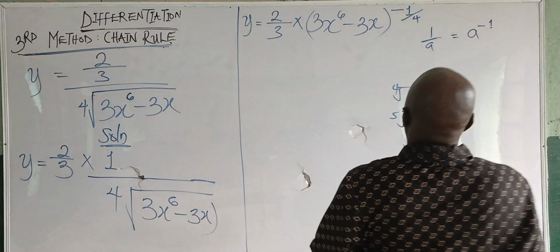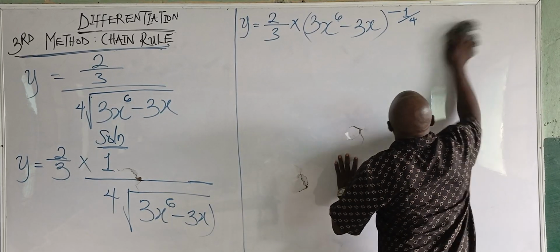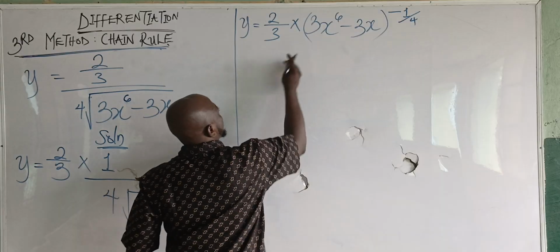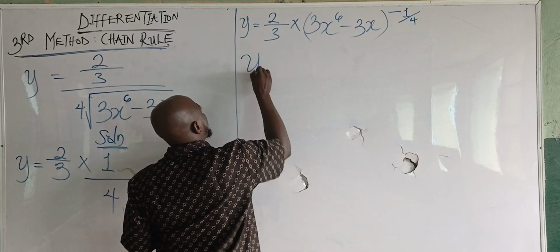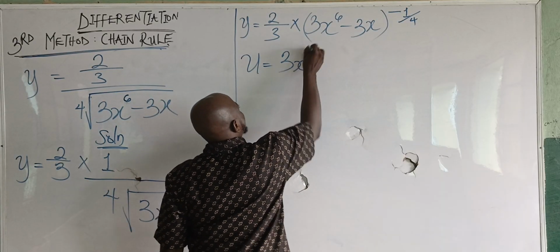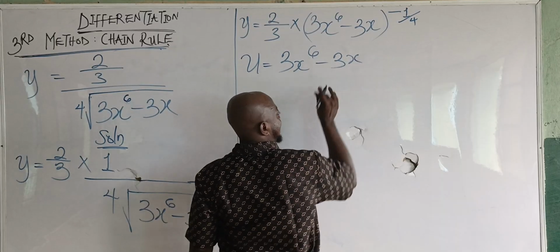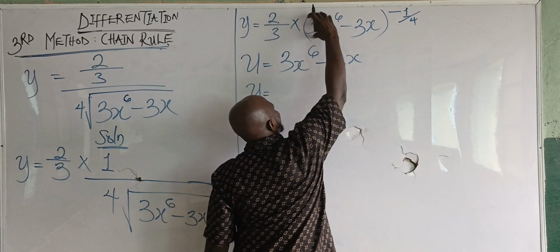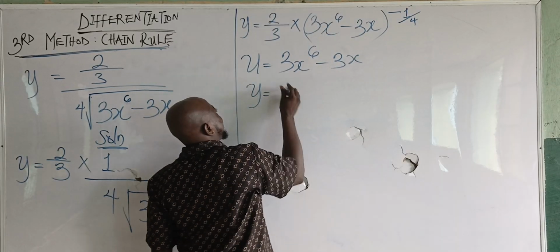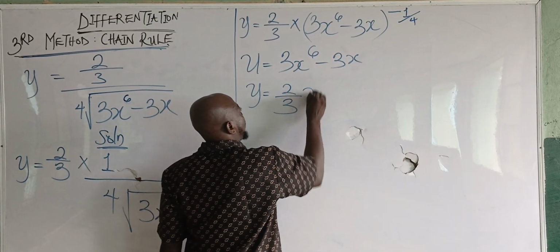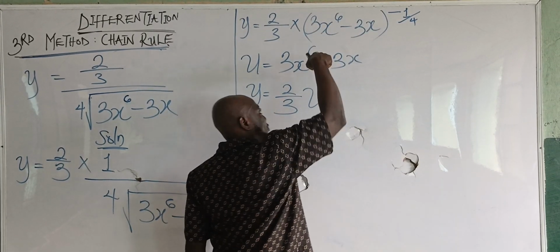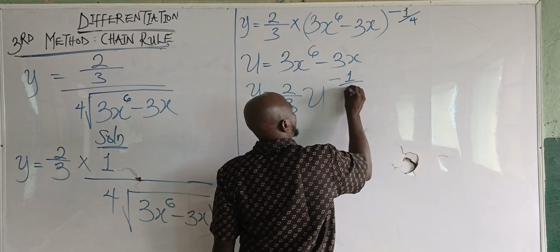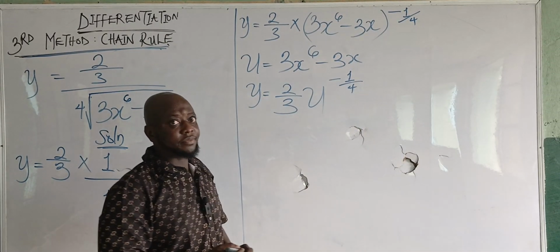So what's the next thing we note now? From here, we can start allotting values. So everything in the bracket becomes u. So u becomes 3x raised to the power of 6 minus 3x. That's the first thing we note. And to get my y, we already said everything here is u. So to get my y now, we write 2 over 3 outside. Then I will have my u. I will not write this one again. I will write u because we say let u be this one. Then raised to the power of minus 1 over 4. This is what I'm having here.